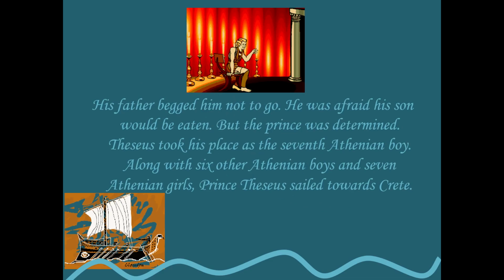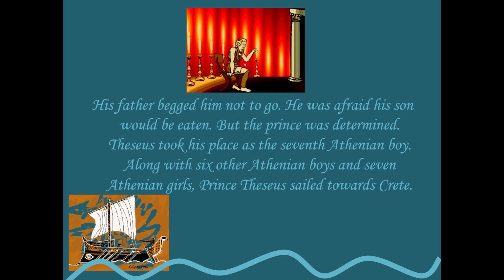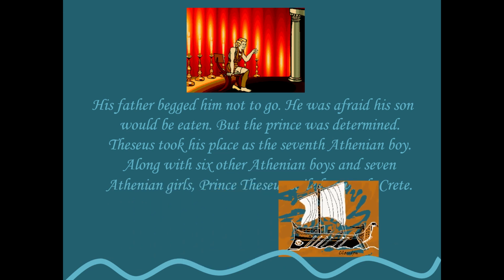Even though King Aegeus begged Prince Theseus not to go because he was afraid that his son would be eaten up by the monster, the prince was so determined. So Theseus took his place as the 7th Athenian boy, and along with the other 6 boys and 7 girls, Prince Theseus sailed towards the island of Crete.